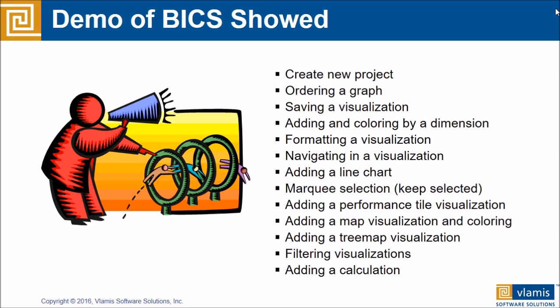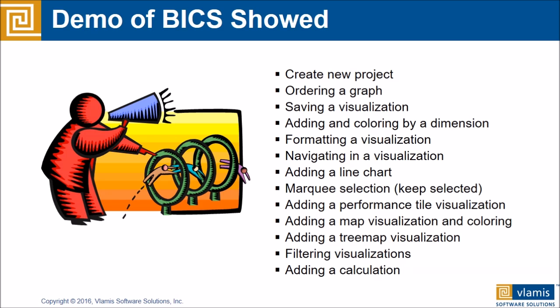Okay, so in that demonstration, we tried to show you in BI Cloud Services how to create a new project, how to create one from scratch, everything that we showed you before. How to order a graph, saving the visualization. We also showed adding and coloring by a dimension. There's many ways to navigate in the system, but one way, and display various aspects of a visualization, coloring them by a dimension. We also showed formatting visualizations in a couple different ways, navigating through it, and added a line chart.